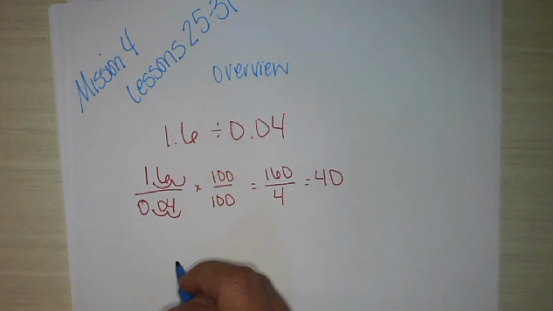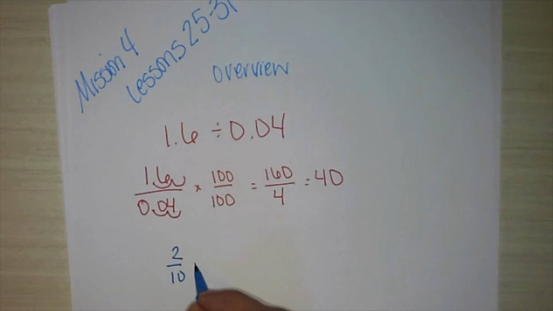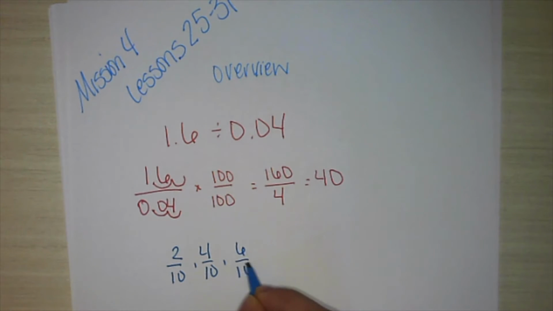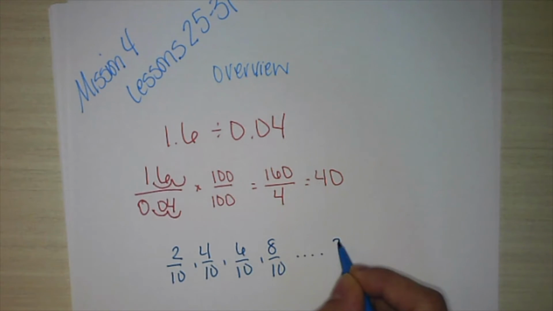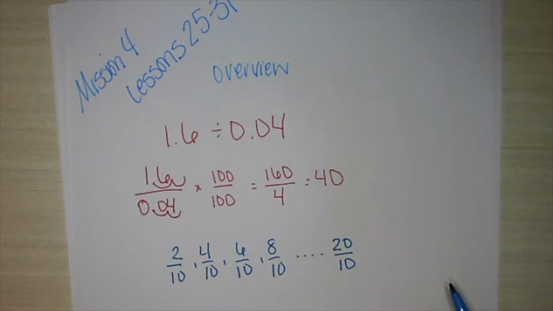So some practicing you can do at home is skip counting by fractions and decimals. So if we want to skip count by 2/10, we're going to say 2/10, 4/10, 6/10, 8/10, and you can go all the way to 20/10. What does that look like as a decimal?